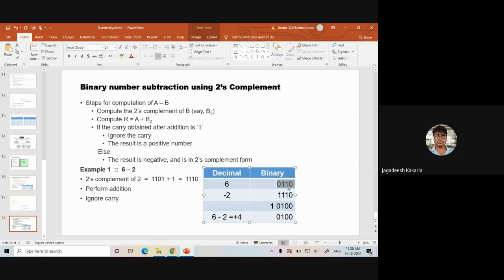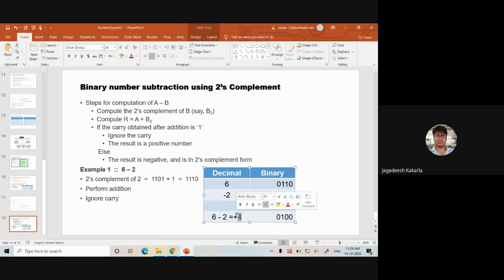0 and 0 is 0. 1 and 1, sum is 1... sum is 0, carry is 1. If the carry is 1, this will be 1 plus 1 plus 1, so the sum will be 1 and carry will be 1. Now again 1 and 1, sum will be 0, carry is 1. Now we got the end carry as 1. If the end carry is 1, what is the instruction given here? Ignore the carry. So I ignored this carry and I have written 0100, which is equal to plus 4.